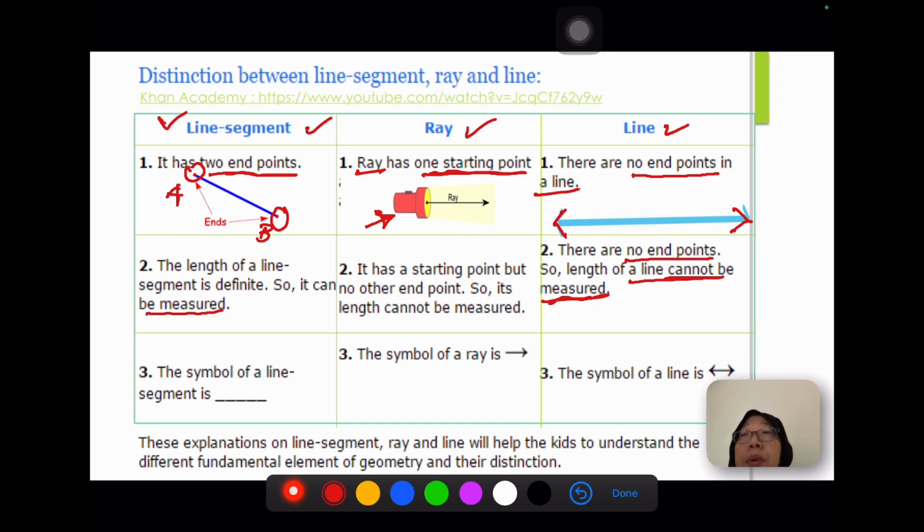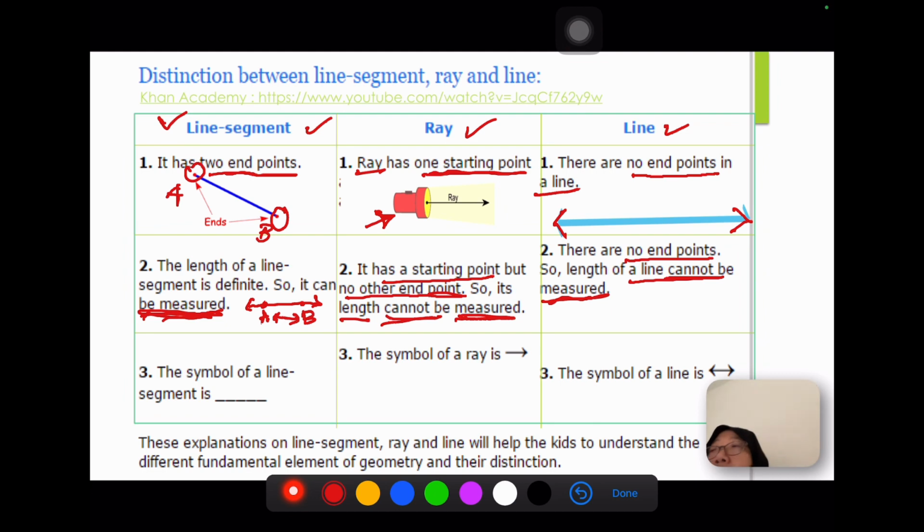So when there are 2 points, for example, we have point A and then point B. Then you can actually measure the length from point A to point B. And for rays, it has a starting point but no other endpoint, so length cannot be measured. So a line as well as a ray cannot be measured, but a line segment can be measured.